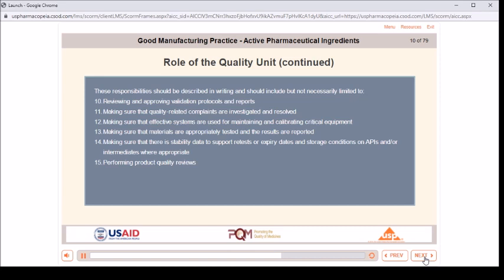14. Making sure that there is stability data to support retest or expiry dates and storage conditions on APIs and/or intermediates where appropriate. 15. Performing product quality reviews.